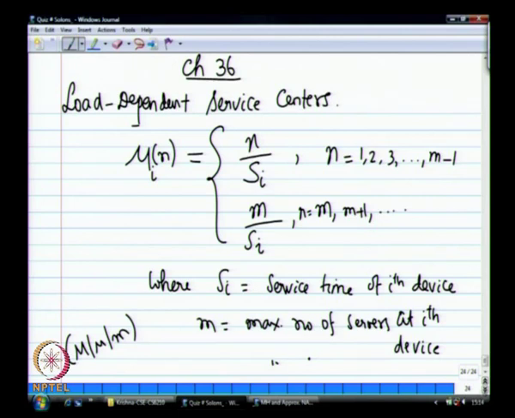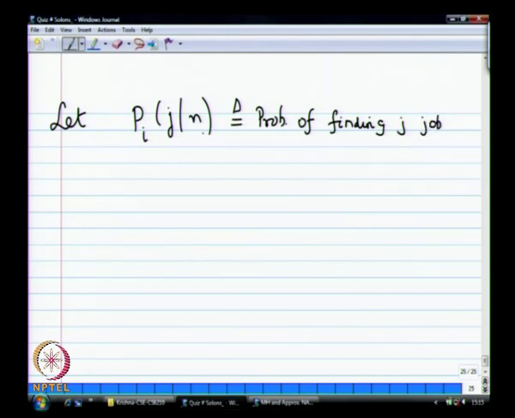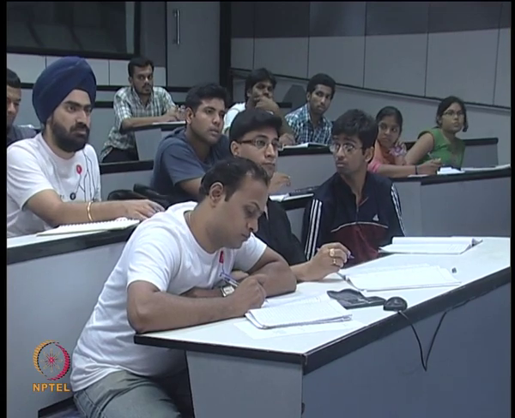Okay, so now a couple of definitions. Cij is defined as the probability of finding j jobs at Qi. If it is M/M/3, there are 3 servers in this system, in the ith device.